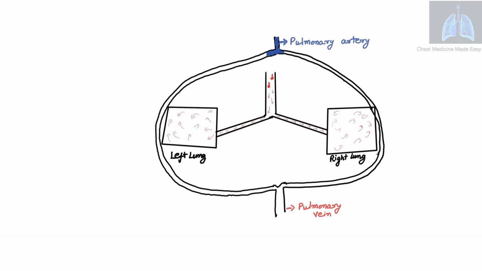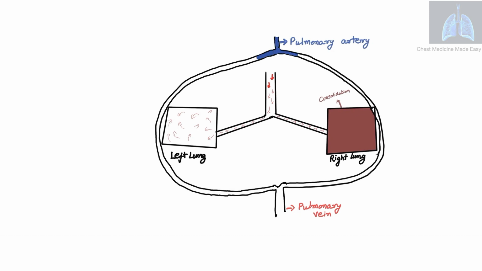So what would happen normally is deoxygenated blood would flow through the pulmonary arteries, and when it reaches the lung, it would be oxygenated, and this would drain into the pulmonary veins. Now suppose you have a situation like this where the entire right lung is filled with secretion, or in this case, let's say it is a consolidation. So you would note that the air entering the right lung is now obstructed due to the secretions or the consolidation here.